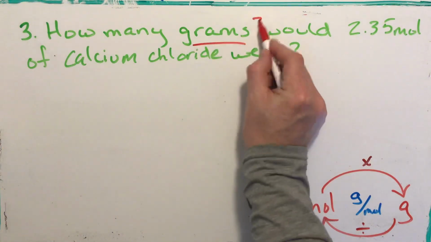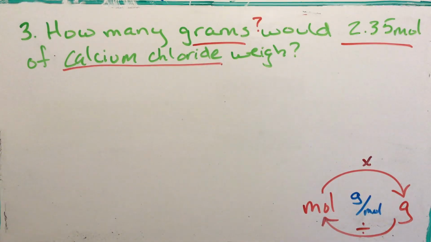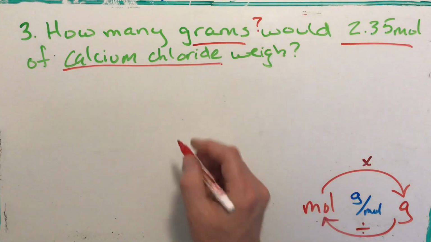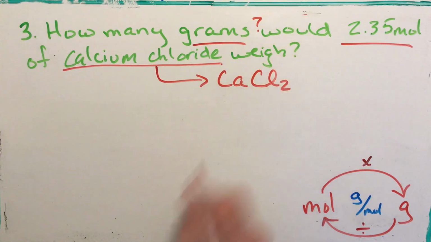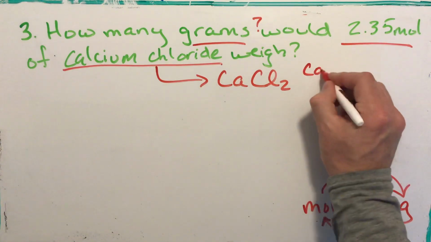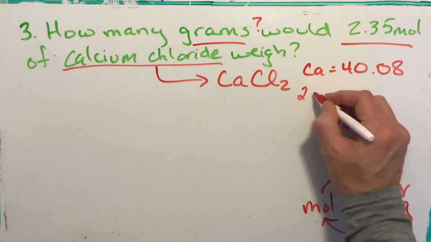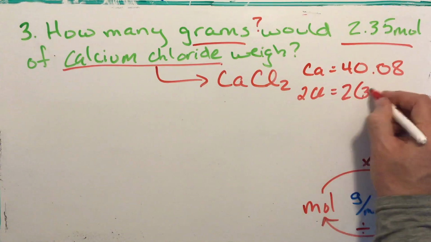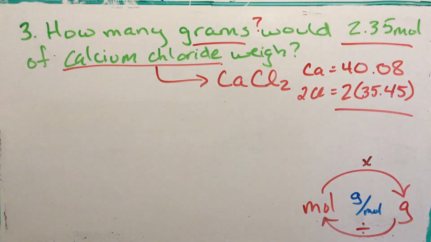So I'm looking for this. I've got this, and I've got that. So there's my key information. All right. So first thing I'm going to do, this is CaCl2. I need that formula. That formula helps me with the molar mass. So calcium, 40.08, and I have 2 chlorine, which means I have 2 times 35.45. And I go to my trusty calculator.